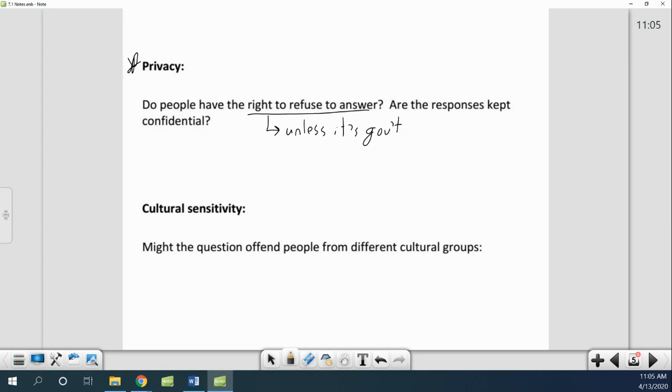So if the government of Canada puts out something, they might say, everyone needs to answer this. We need this data for certain reasons. Like the census is an example of that. They put a census out and everyone is supposed to answer the census.